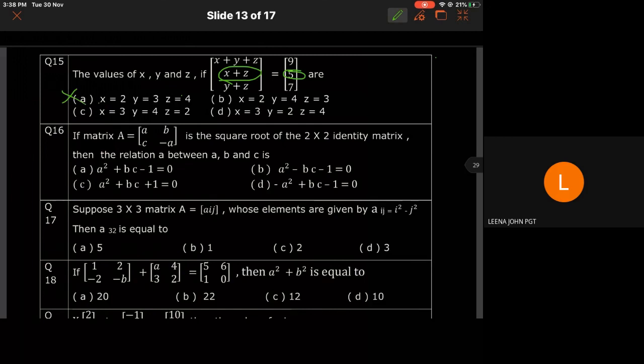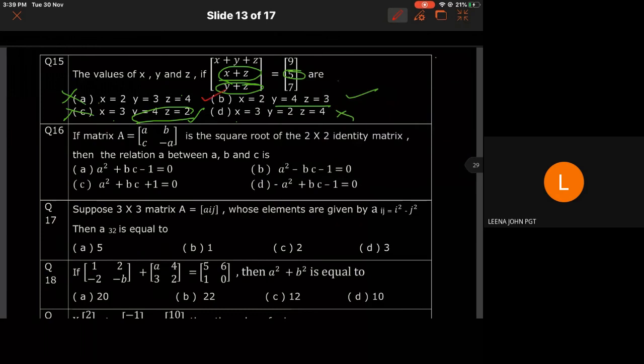Second one x plus z is 5. Then you see y plus z. y plus z is 7. x plus z is 5. Here also it is correct. x plus z equal to 5, here it is not correct. x plus z equal to 5, it is correct. So one of these two will be the answer. So now you will check y plus z equal to 7 in which? y plus z, here it is 7. y plus z, here it is 6. So this is not possible. So your answer will be B. So no need of solving it.